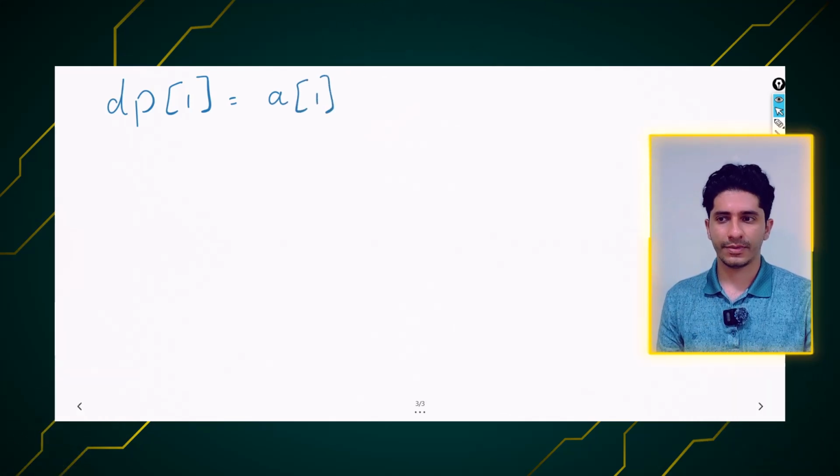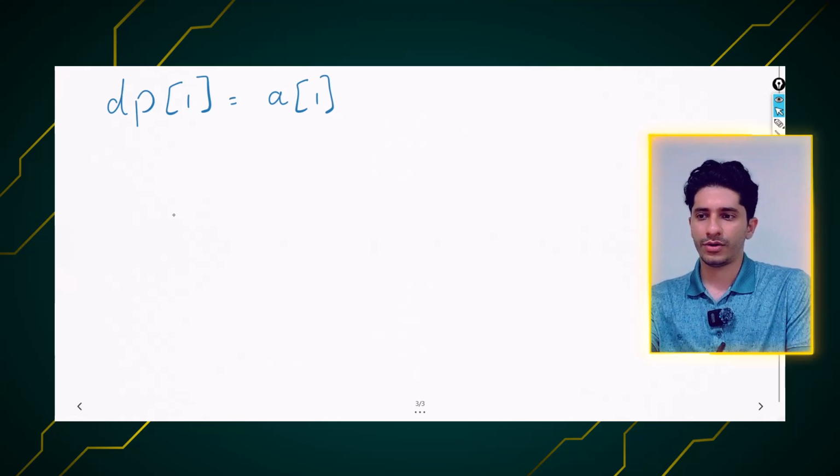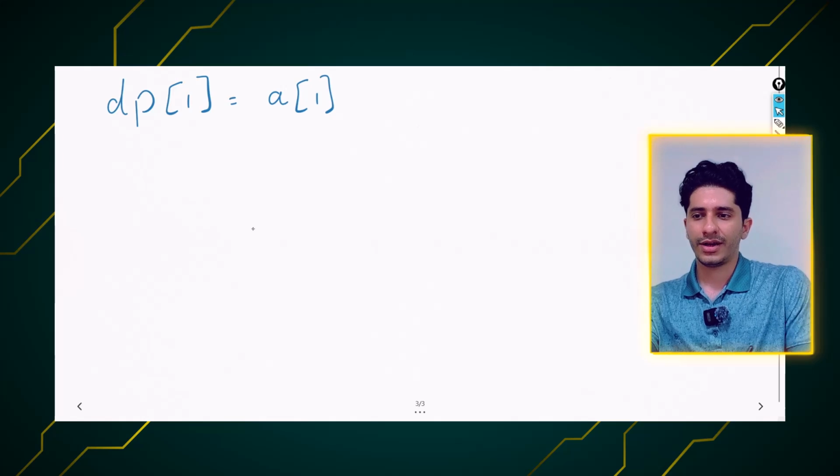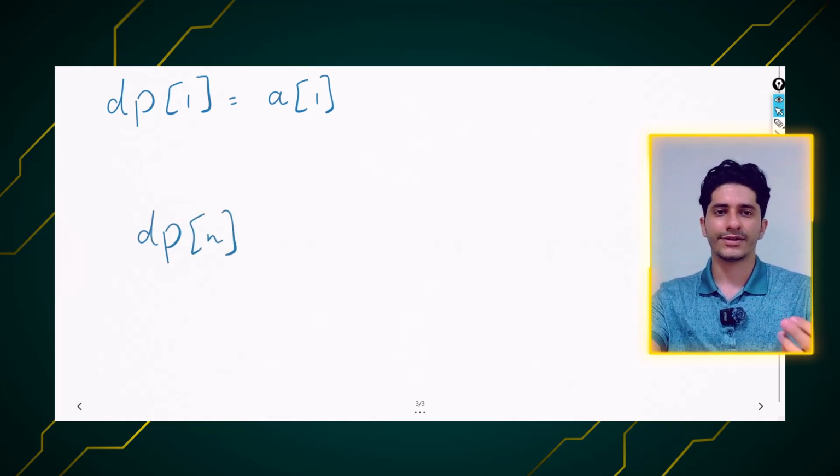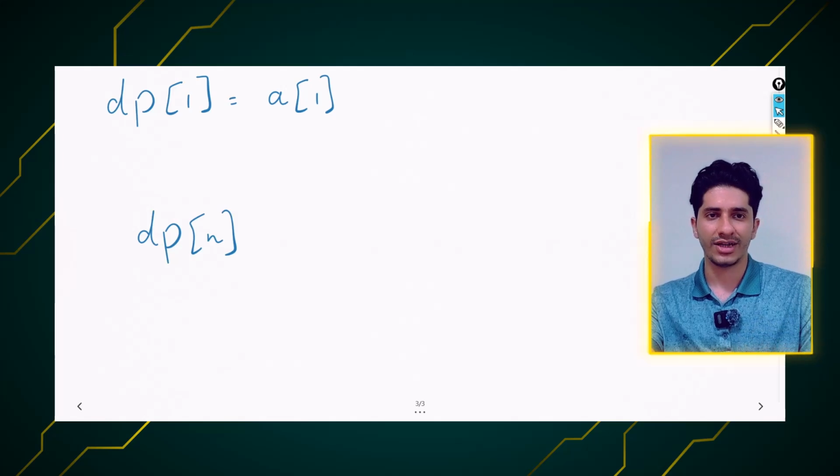Okay, there is only one step remaining. Let's say that we already computed all dp values. What is the final answer to the problem? As I mentioned before, implicitly, the final answer is dp of n, where n is the length or size of our array. And why is that?